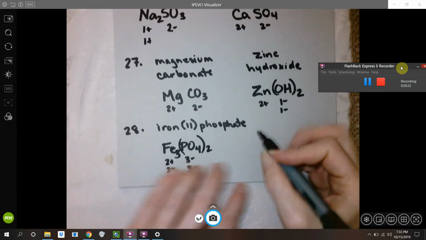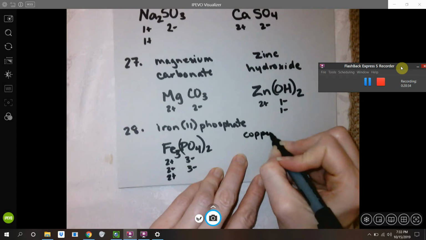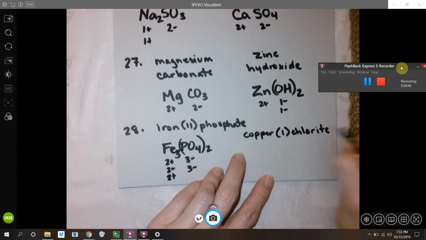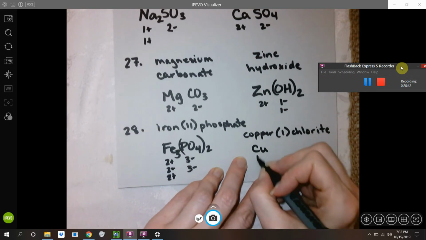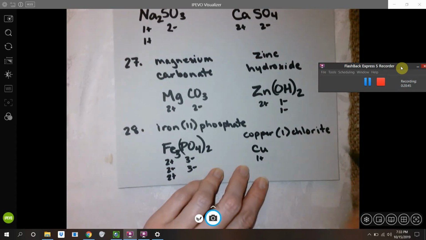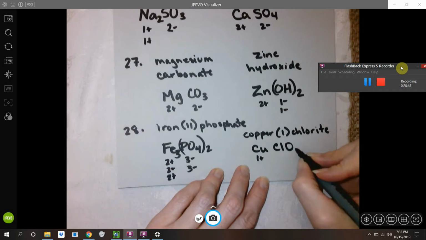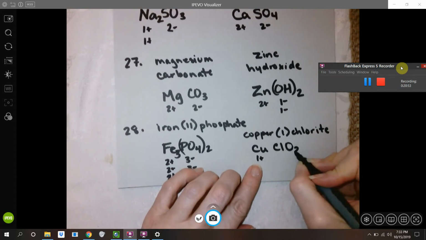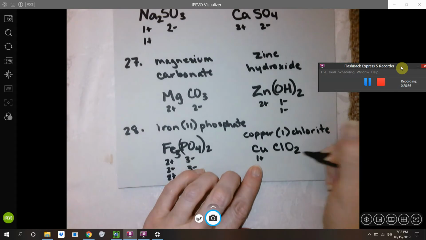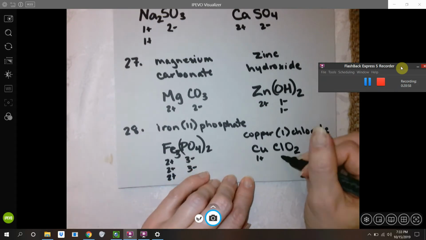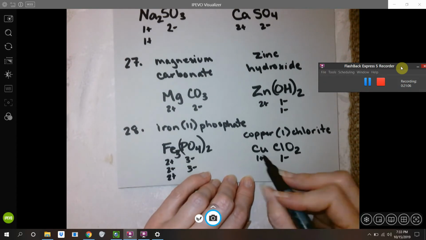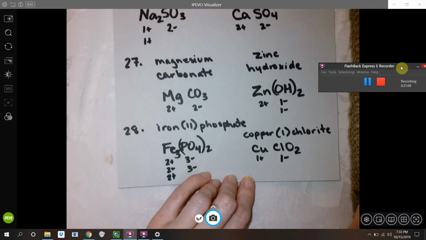Okay. Copper 1 chlorite, ITE ending. So Cu for copper, it is 1 plus because the name says so. Chlorate is ClO3 on your list, so chlorite will be ClO2. Its charge is 1 minus. Chlorite and chlorate have the same charge. So now we have 1 plus and 1 minus. We're in balance, so our formula stays the same, CuClO2.